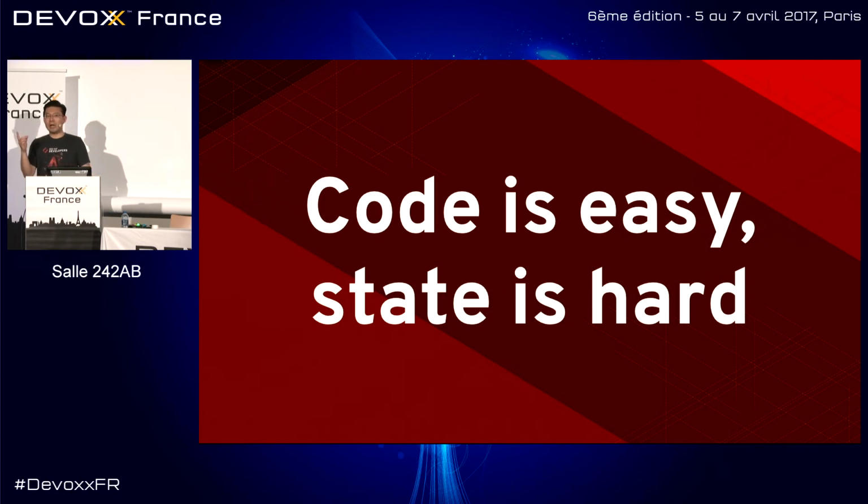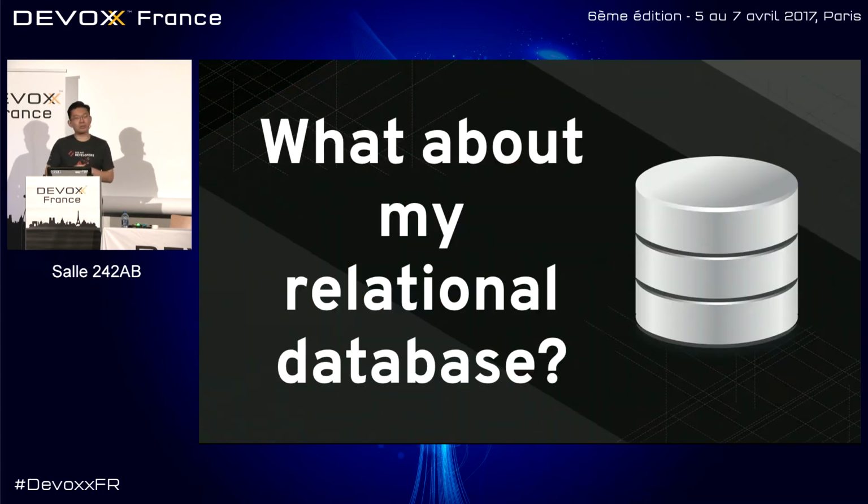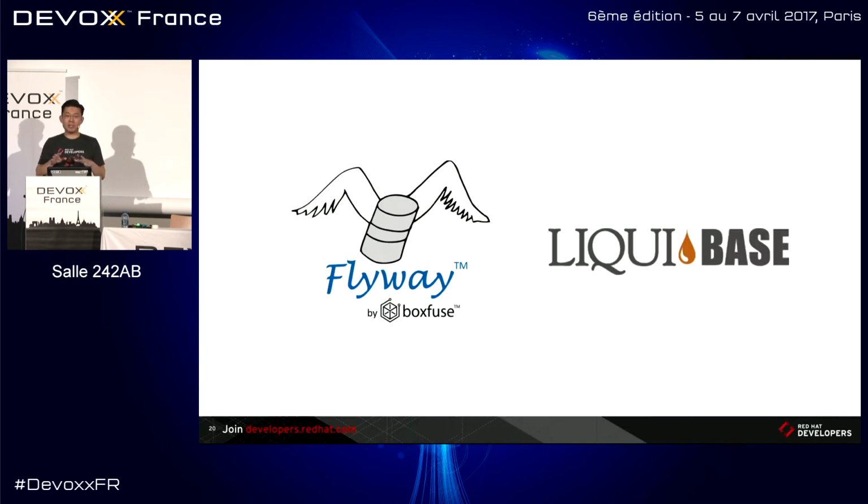So the question is, how do I apply zero downtime deployments if I have something that is stateful, such as a relational database? That's the question that I want to try to answer today. What about my relational database? And the answer is, how do I say, it's simple, but it's not easy, because you have to change the way that you think about database deployments. But the first step for that, you need to automate all of your database migrations.